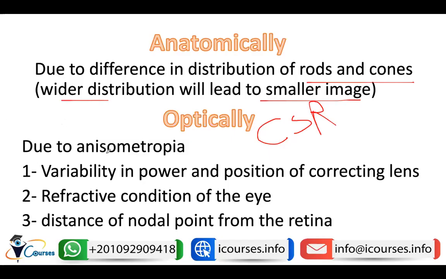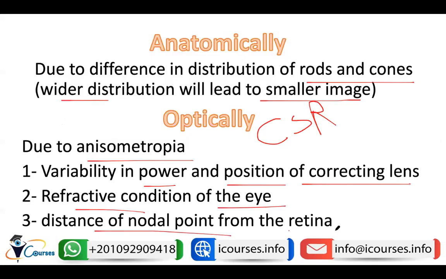Optically, it is due to anisometropia. So this can be due to variability in power and the position of the correcting lens, or refractive condition of the eye, or the distance of the nodal point from the retina.